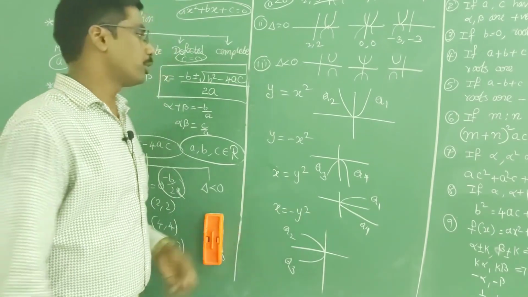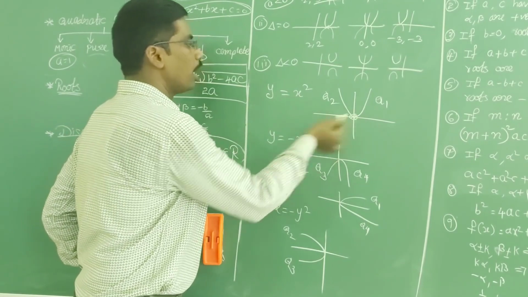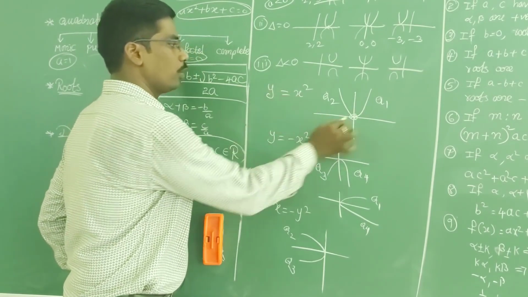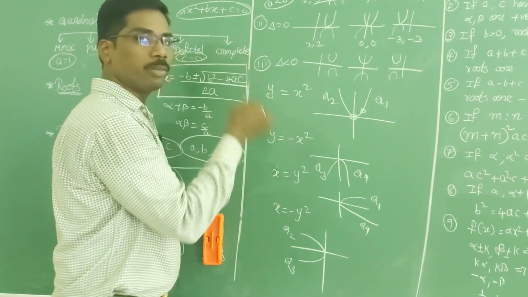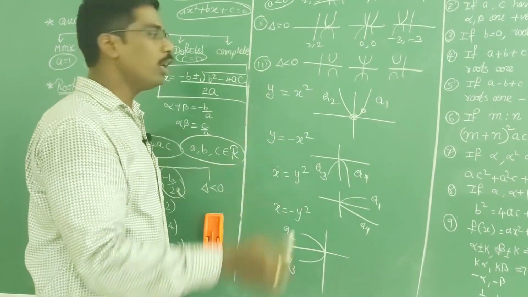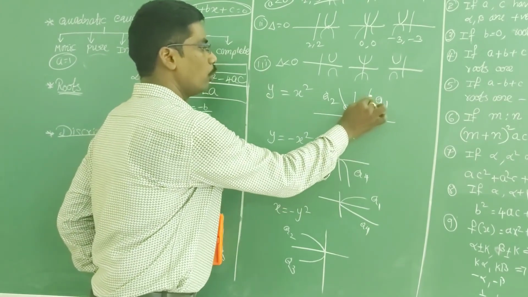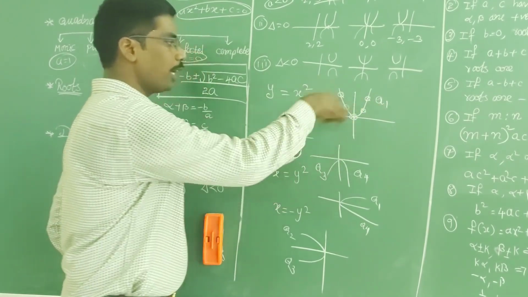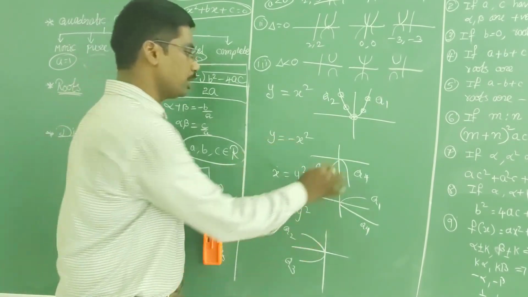How did you get these graphs? I am taking x is 0, y is 0, this point. I am taking x is 1, then y is equal to 1, this one. I am taking x is equal to minus 1, y is equal to 1, because minus 1 square is 1. So minus 1 comma 1 means this one. 2 comma 4, minus 2 comma 4. Like this I will get. Here also the same thing. If I substitute x is equal to 0, y is equal to 0, it means this point.